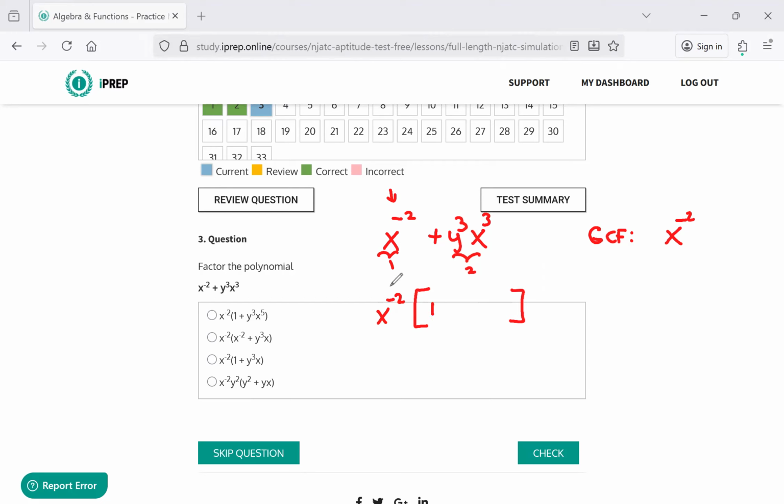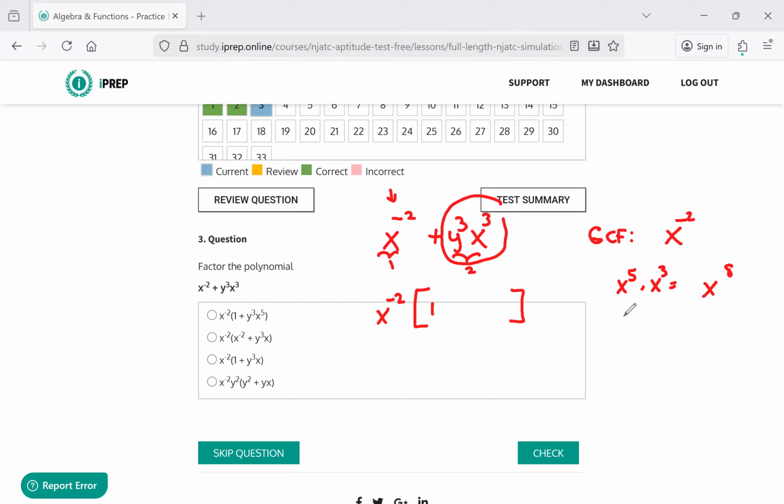Now, this part is a little bit tricky. What do you have to multiply x to the negative 2 by to get the second term, y cubed, x cubed? Now, I'm going to tell you that you've got to use this exponent rule. So we're technically foiling, so we're technically multiplying. So when you're multiplying, for example, x to the 5 times x to the 3, you add the powers. So this would be x to the, what's 5 plus 3? 8.